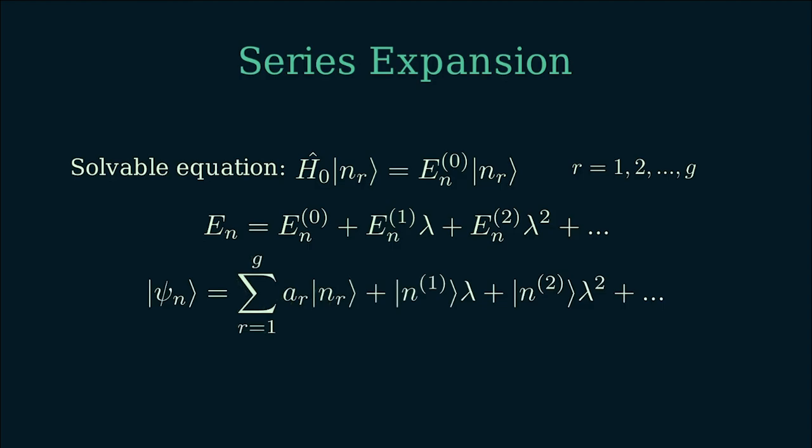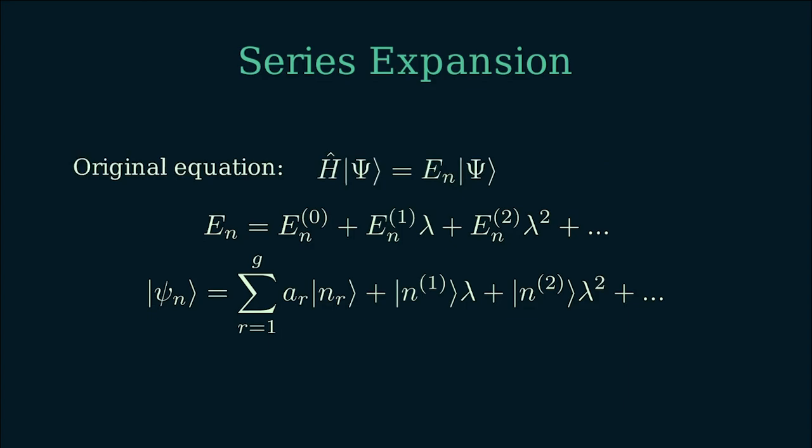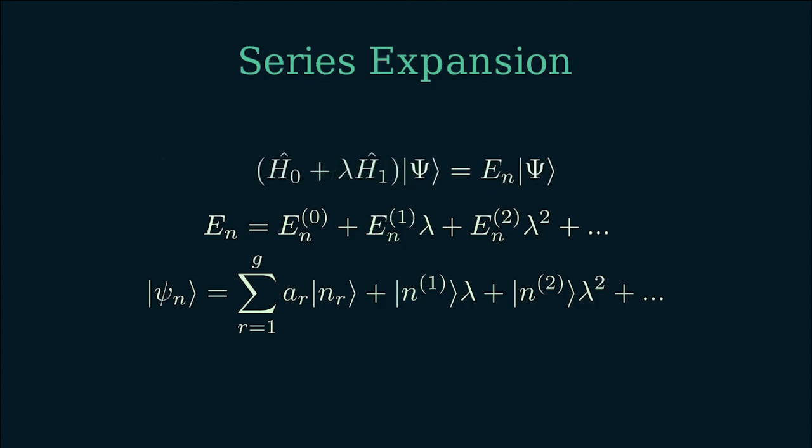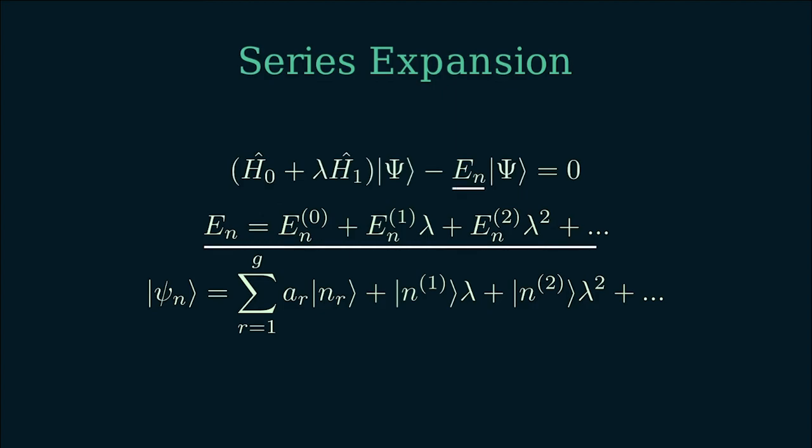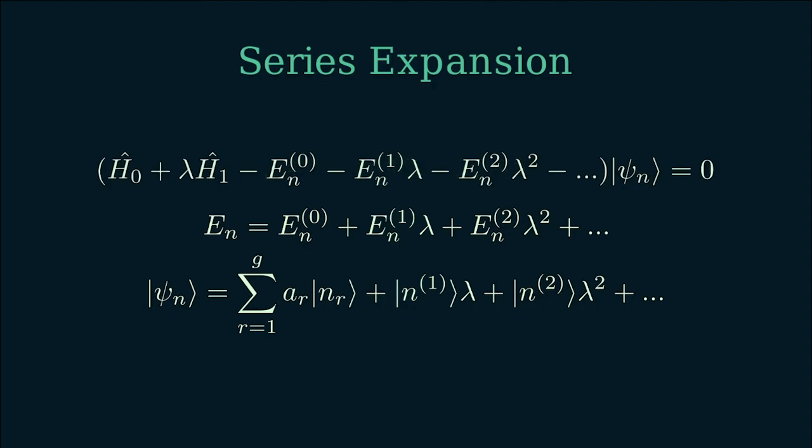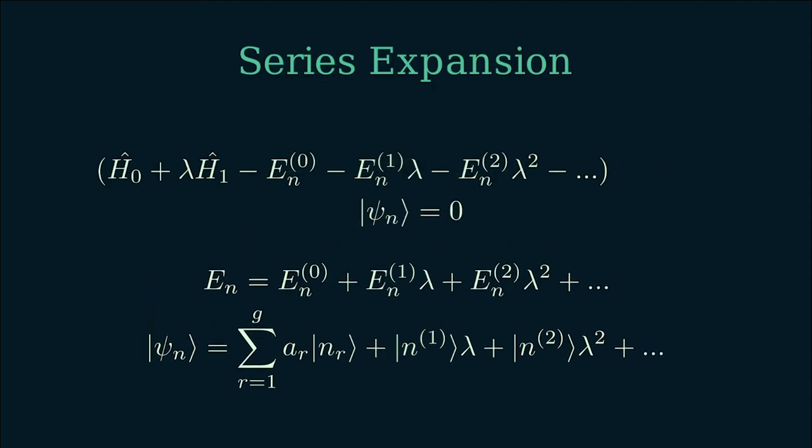Now we are ready to tackle our original problem in its full glory, the time-independent Schrödinger equation with our full Hamiltonian. Remember that this Hamiltonian, by the assumptions for perturbation theory, can be written as H0 plus lambda H1. Now we'll move all terms to one side so that we have just 0 on the right hand side and insert this series expansion for the eigenvalue. And we'll do the same for the eigenstate as well.